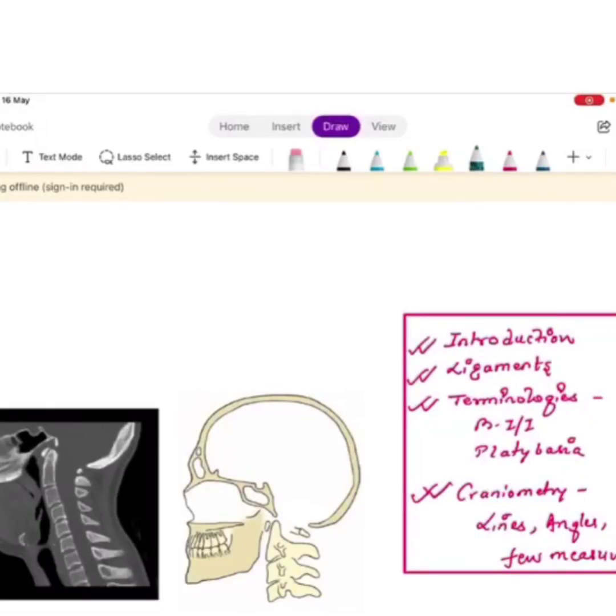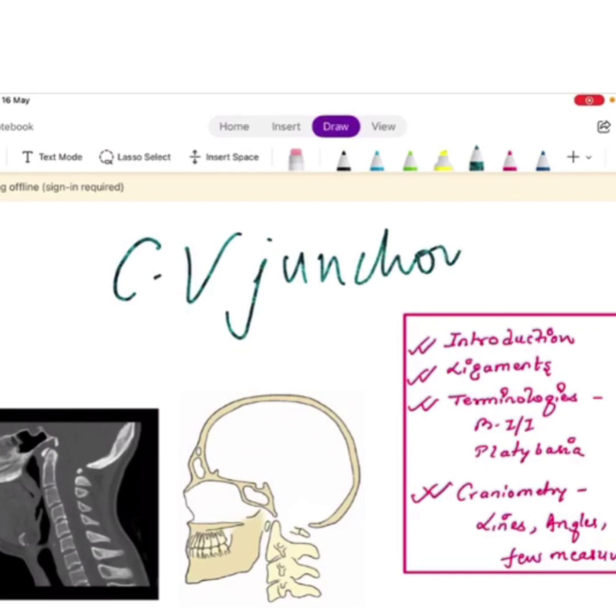Today I am here with a very basic topic, that is the cranio-vertebral junction. I will be covering this video in these headlines: the basic introduction of CV junction, the ligaments helping in its formation, few terminologies like basilar invagination, basilar impression, platybasia, and then about few lines and angles and the few measurements at the craniometry part. So let's start with the very introduction of the craniovertebral junction.